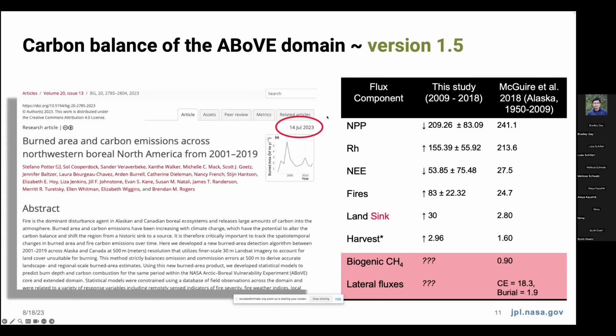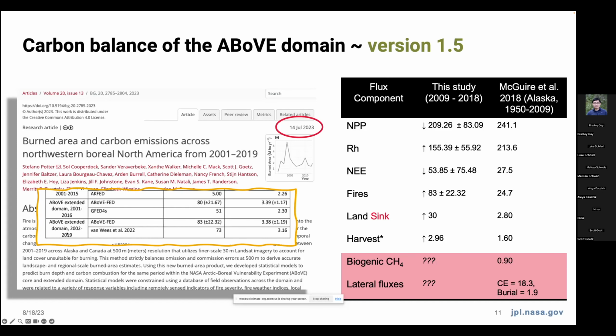Fires, thankfully, this came out, and as John wrote in his email, I think procrastination finally paid off for us. So we now do have these estimates from the ABoVE FADE work, and for 2001 or 2002 to 2019, the estimate for the ABoVE extended domain seems to be around 83. That's what I've put in here, 83 teragrams of carbon.